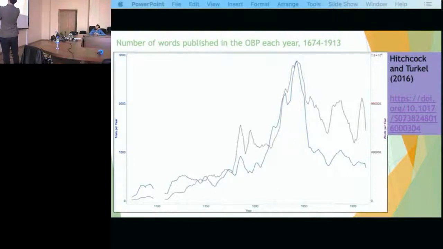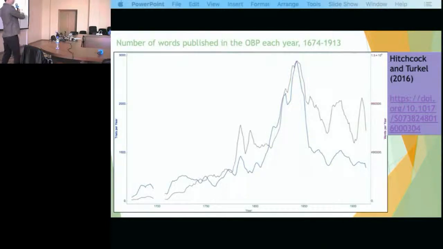We have the number of trials per year up here, and then on the right-hand axis we have the number of words per year. Okay, so the red line is essentially the number of words that were published in the Old Bailey proceedings each year.